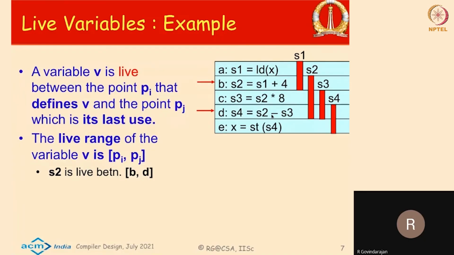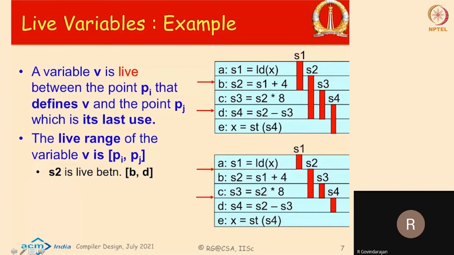There is also a convention where people say that it starts from the definition point and goes up to, but not including, the last use point. For example, it's defined in instruction B, and we do not include the last use, even though it is used in that instruction, because if S2 is in a register R1, then that same register can also be used for S4, because S2's liveness ends at this point in time.